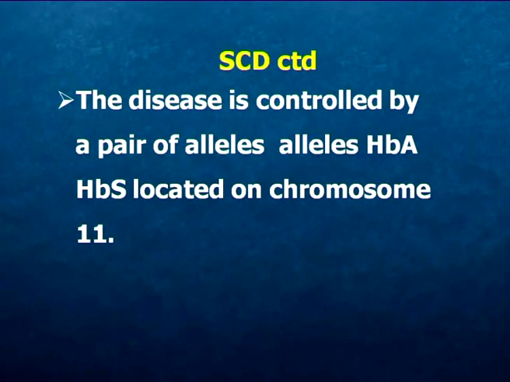The disease is controlled by a pair of alleles HbA, HbS located on chromosome 11. క్రోమోజోమ్ 11 మీద. ఇంతకుముందు మనం క్రోమోజోమ్ 12 గురించి చెప్పుకున్నాం, అవి మల్టిపుల్ ఎలీల్స్ సంబంధంగా. So now the disease is controlled by a pair of alleles HbA, HbS.